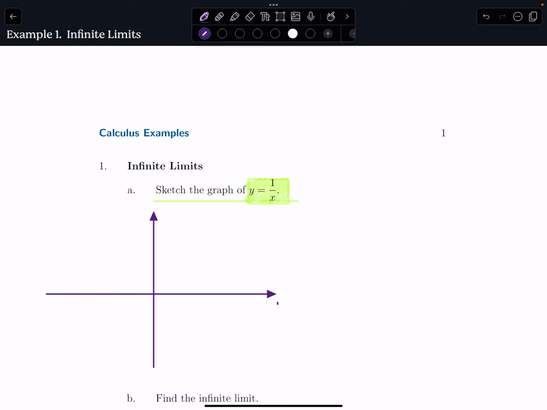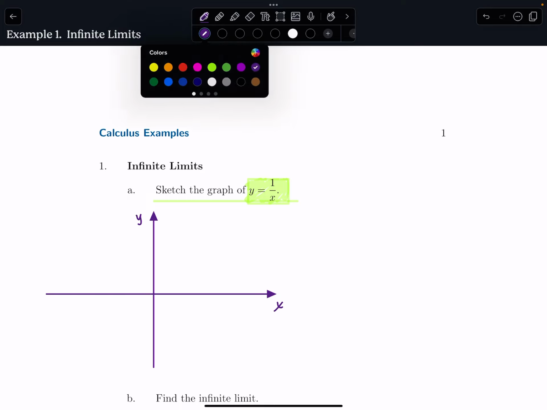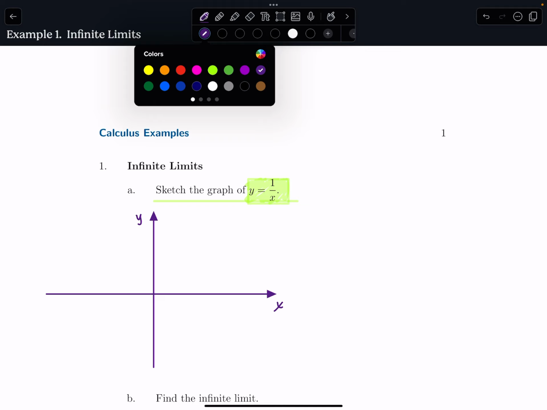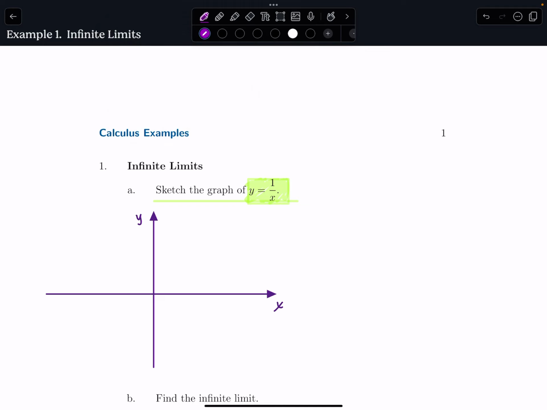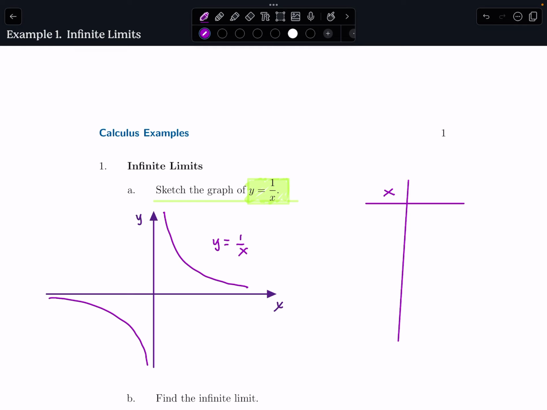So let me first of all give you the short answer: the graph of y equals 1 over x looks like this, roughly speaking. It might be a lot better to do graph paper here, but I am not doing that apparently. So this is y equals 1 over x. And now let me break this down.